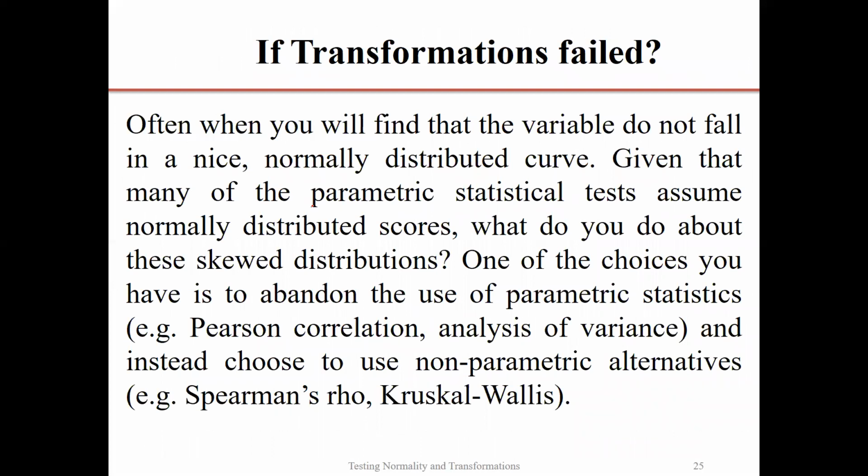If the transformation fails, then we can use the non-parametric procedures: the Spearman rank correlation and the Kruskal-Wallis test. These are the names of two non-parametric tests. These tests are suggested in inferential statistics. This is not part of descriptive measures; it is part of inferential procedures. So these can be used if the data does not become normal. That's all.